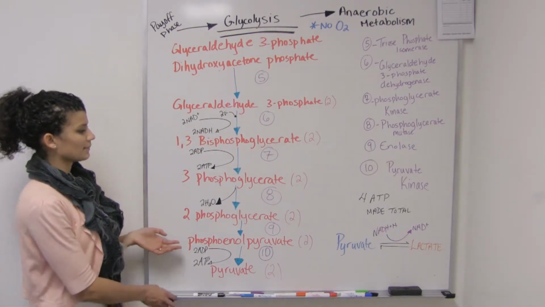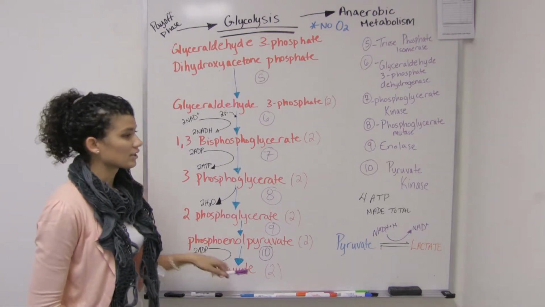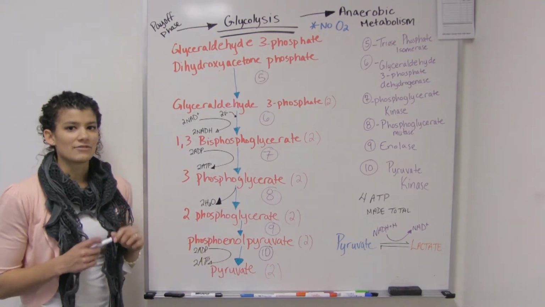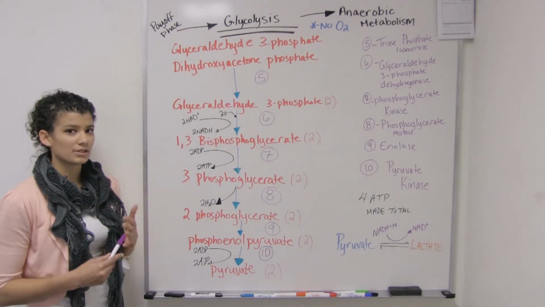Now, even though 4 ATP were made, that is not our net production of ATP, because we have to remember that during the investment phase, depending on which substrate we started with, we had to use ATP.